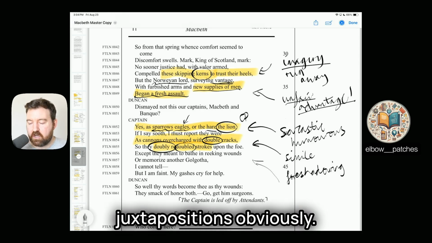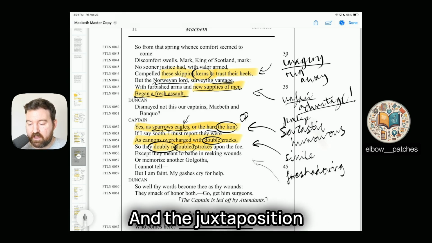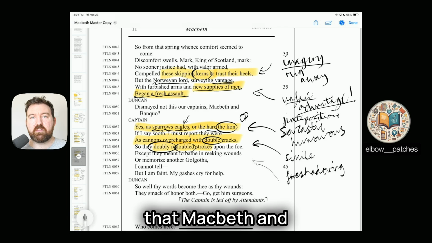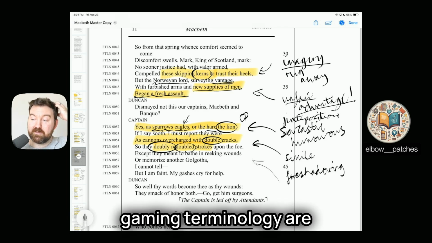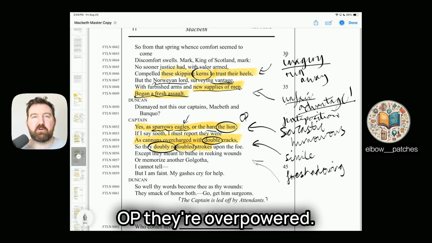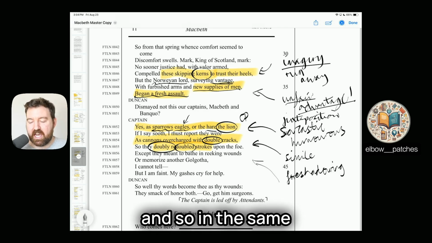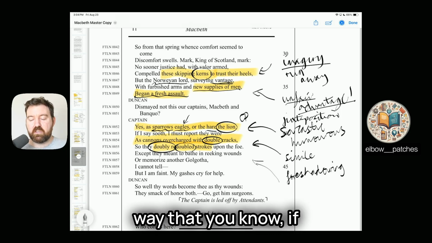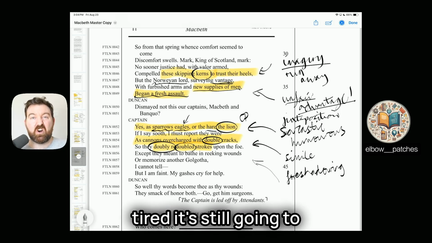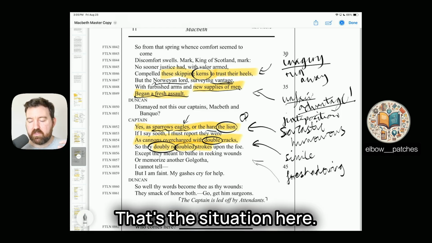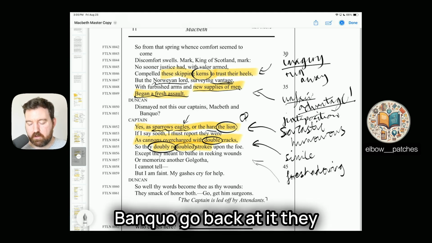So these are juxtapositions, and the juxtaposition here is meant to show that Macbeth and Banquo, to borrow from gaming terminology, are OP. They're overpowered, they cannot be defeated, in the same way that even if a lion is tired, it's still going to absolutely destroy a hare or a rabbit, right? That's the situation here. So Macbeth and Banquo go back at it.